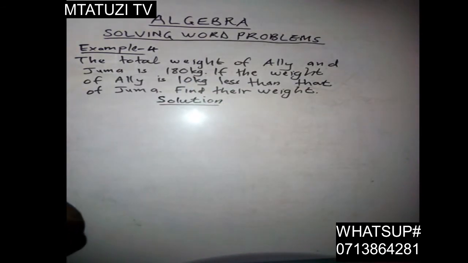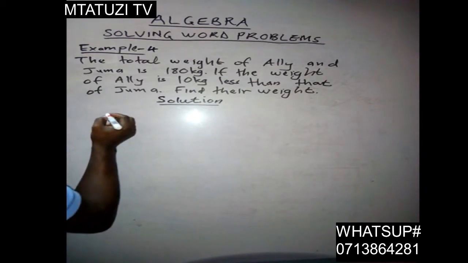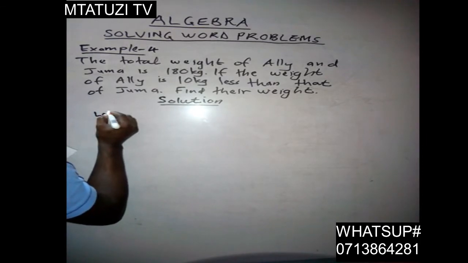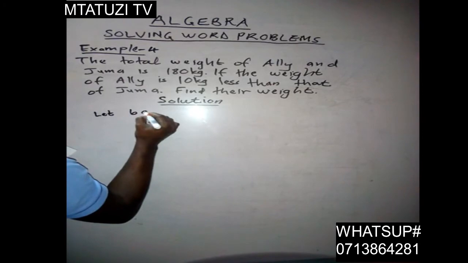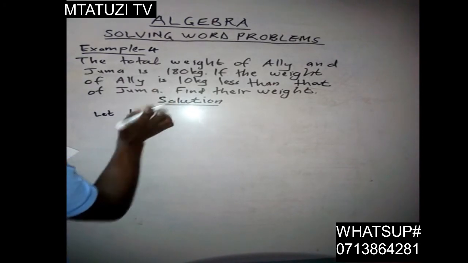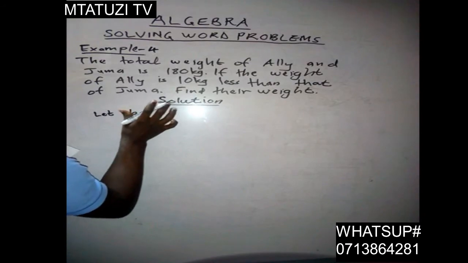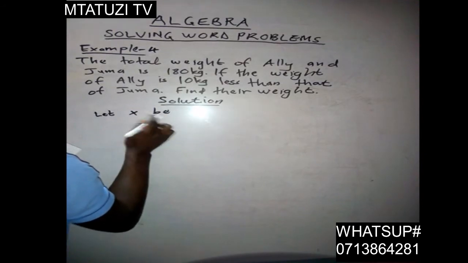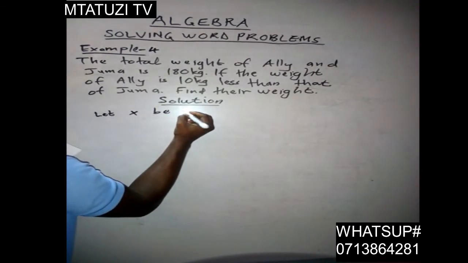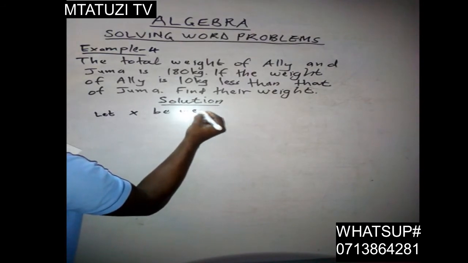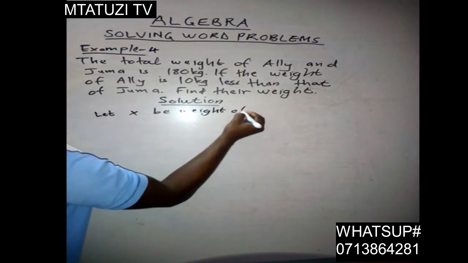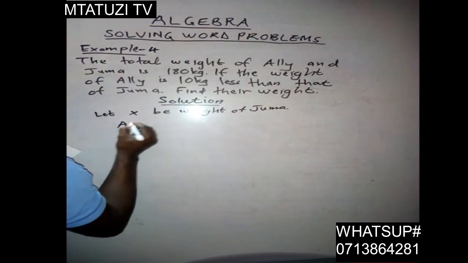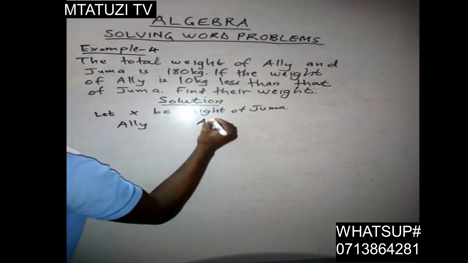So now let us write the names of those two people we are given. Let x be the weight of Juma. Weight of Juma. So now here we have Ali, and here we have Juma.